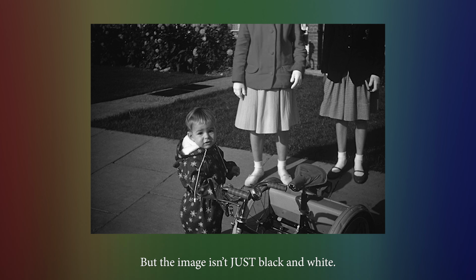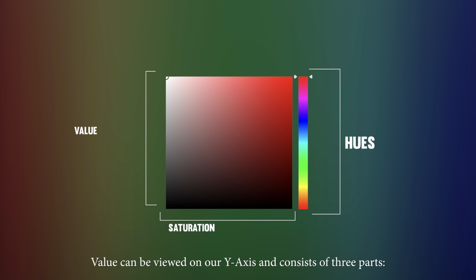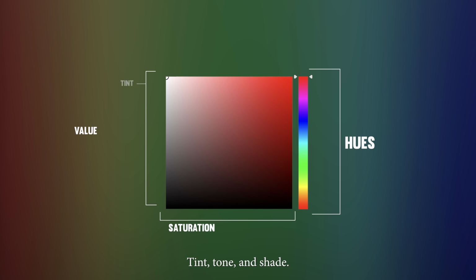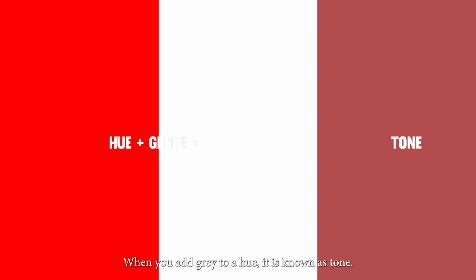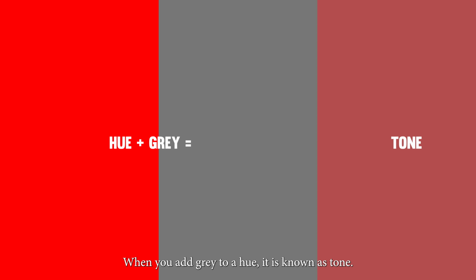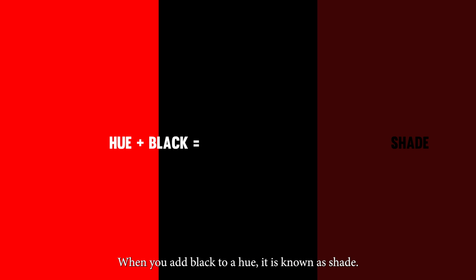But the image isn't just black and white. And that is because of value, which can be described as lightness and darkness. Value can be viewed on our y-axis and consists of three parts: tint, tone, and shade. When you add white to a hue, it is known as tint. When you add gray to a hue, it is known as tone. When you add black to a hue, it is known as shade.